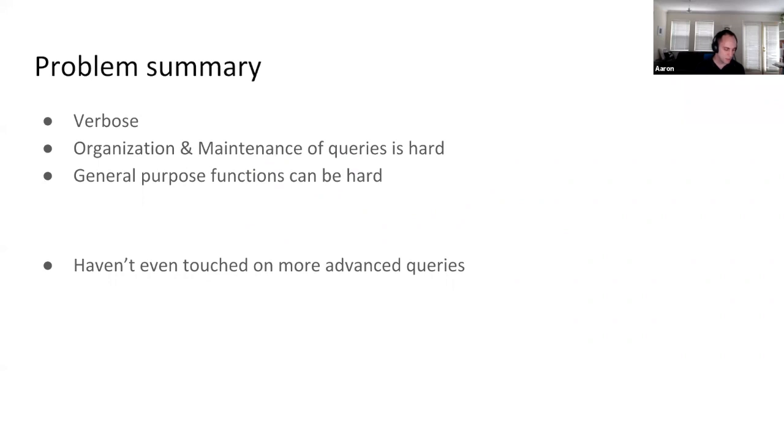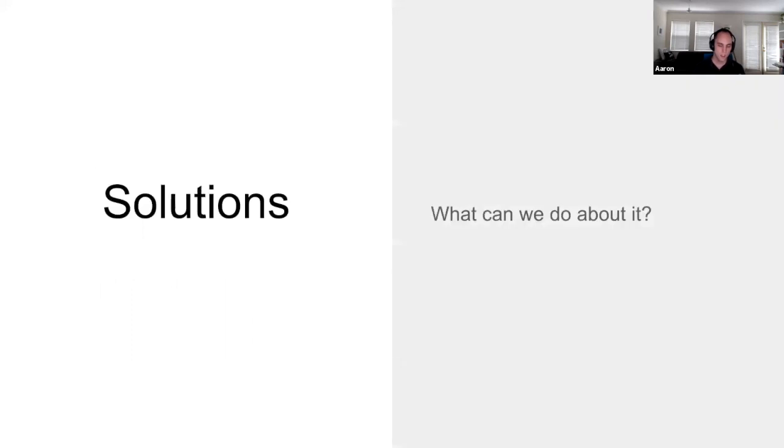So kind of the problem summary, these are simple problems, but they add up into what you'll probably have to face when you create your own data layer in Go with the standard library. The problems are, it's kind of verbose. The organization and maintenance of those query strings can be hard, and general purpose functions can be hard. They're not easy to write. They require reflect, and we haven't even touched on more advanced queries. This is just the basics. We just looked at one insert and one select. So already we're running into problems. So what can we do about it?